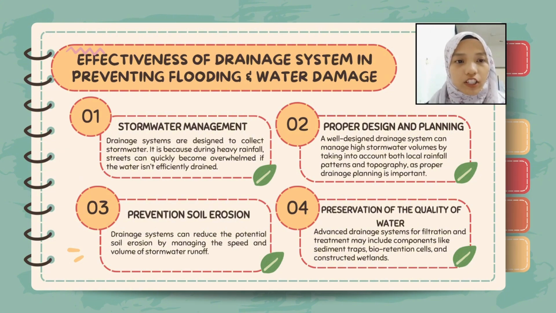Now I would like to present the effectiveness of drainage systems in preventing flooding and water damage. First, stormwater management. Drainage systems are designed to collect stormwater. It is because during heavy rainfall, streets can quickly become overwhelmed if the water isn't efficiently drained.